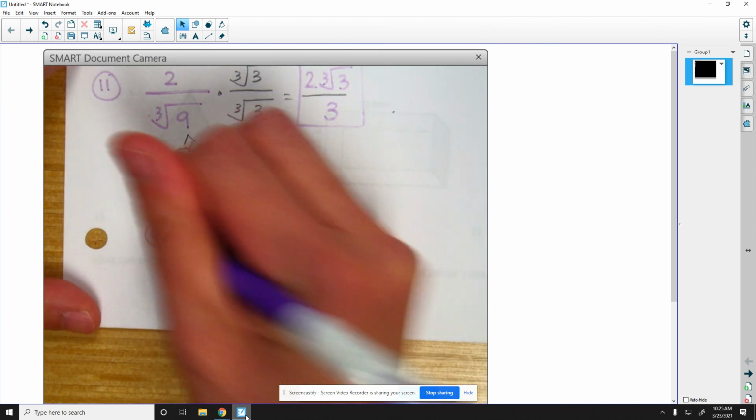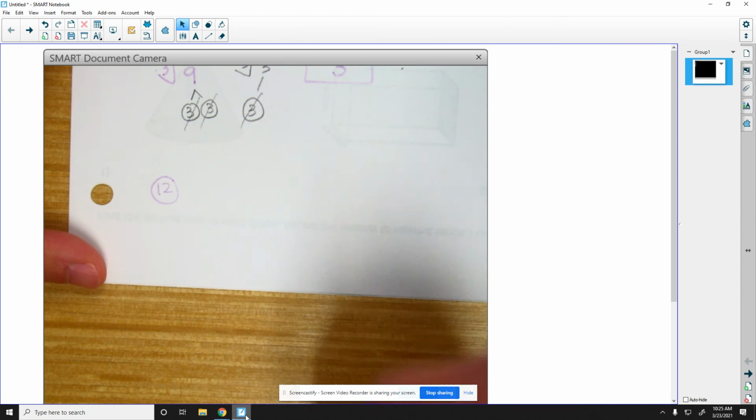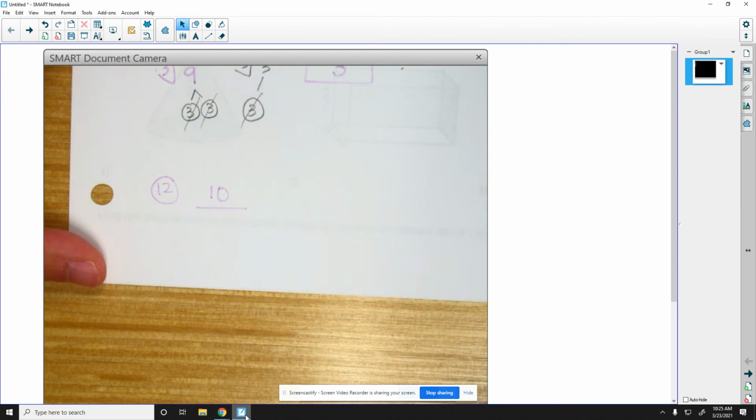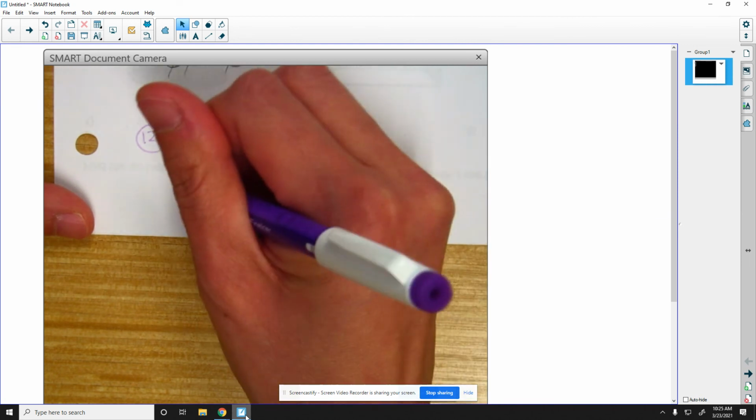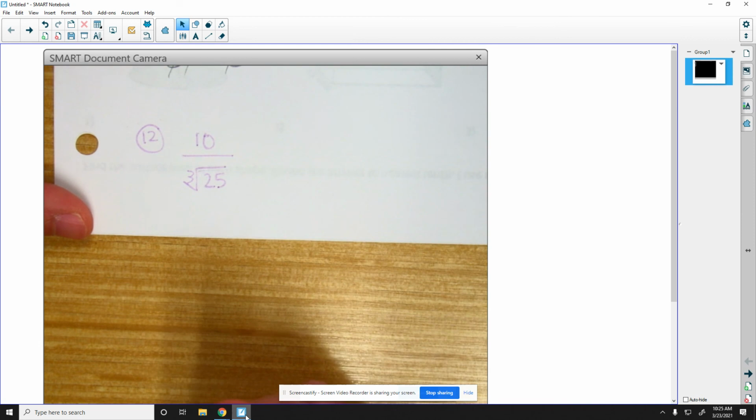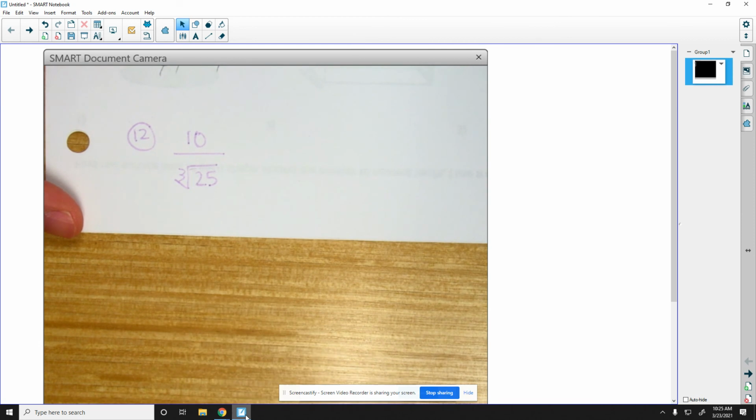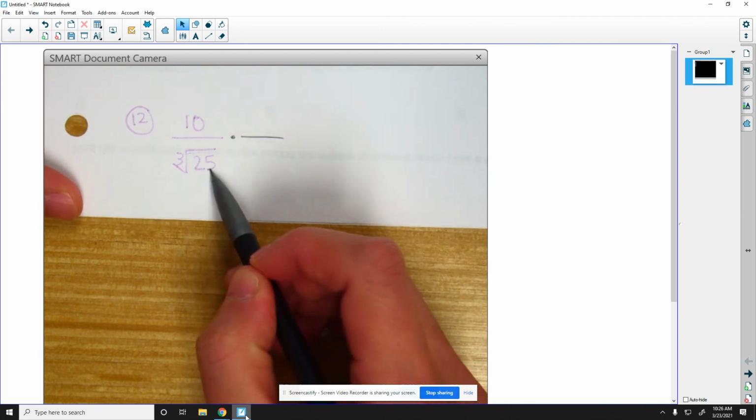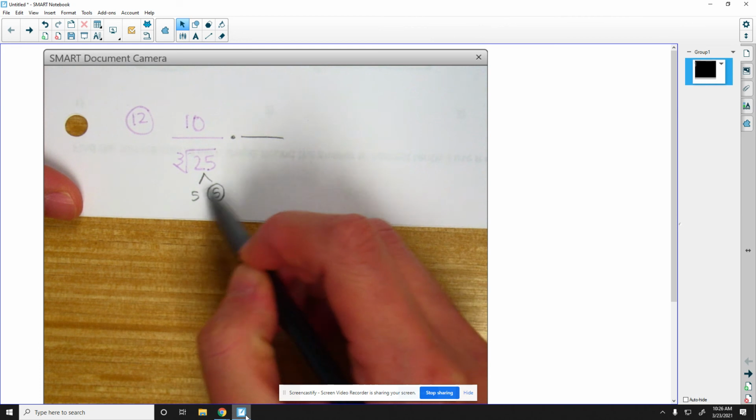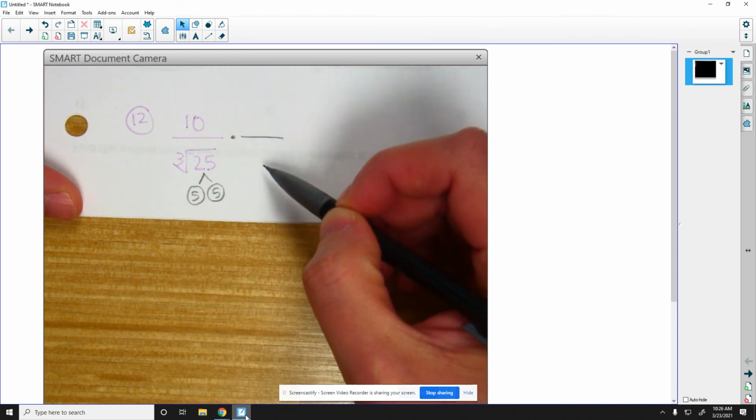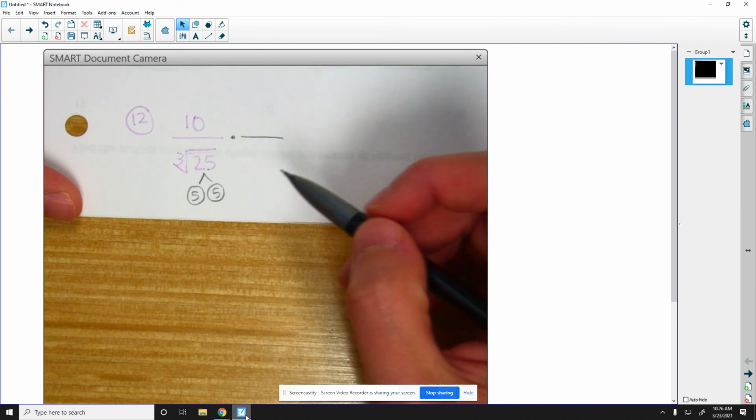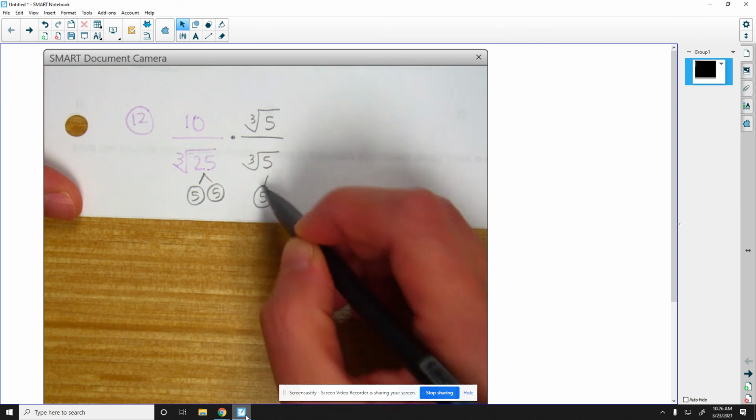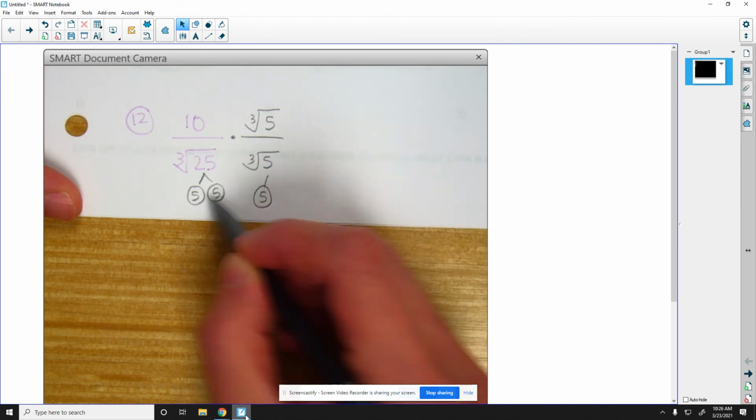So last one. Let's say I have 10 over the cube root of 25. Okay, so I know that I need a group of 3 and 25 is 5 times 5. Does anyone think they know what I need to multiply top and bottom by? Just the cube root of 5, right? If I multiply by a cube root of 5, then I have my 1, 2, 3, my group of 3 of the same number.